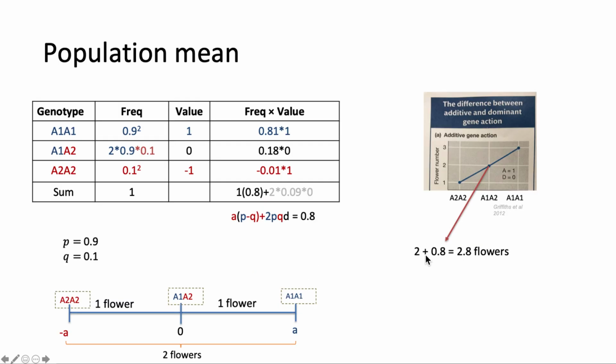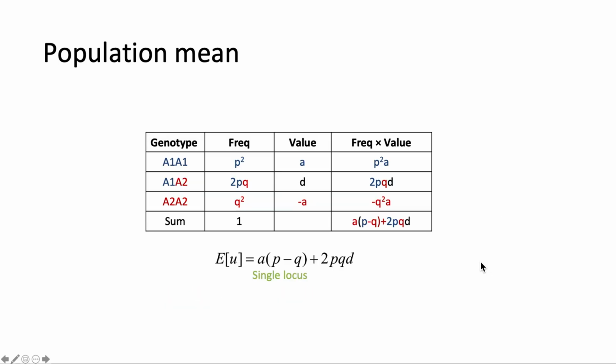And that makes sense, because if you see here, the frequency of genotypes that are homozygous for A1 and have 3 flowers in a population with these allele frequencies is equal to 0.81. So that means that 81% of the individuals in this population have 3 flowers, 18% of the population have 2 flowers, and just 1% of the population have 1 flower. So that is why the mean of that population is higher than in the previous example.